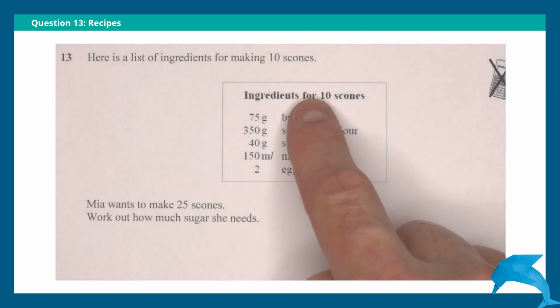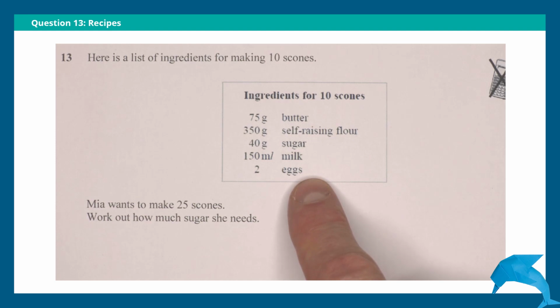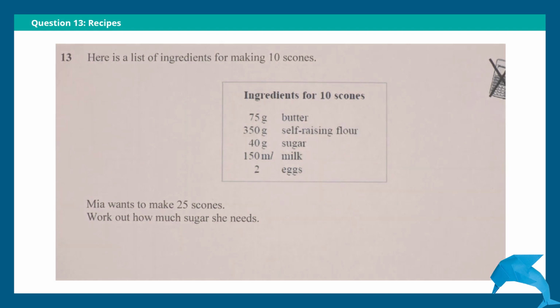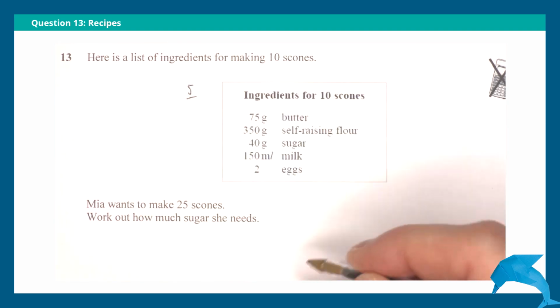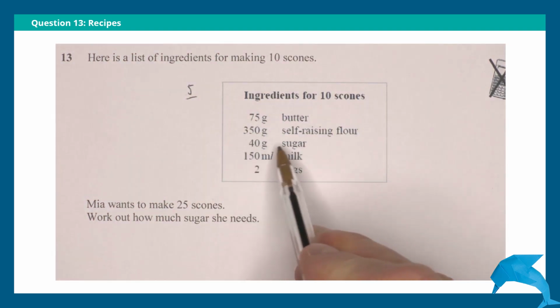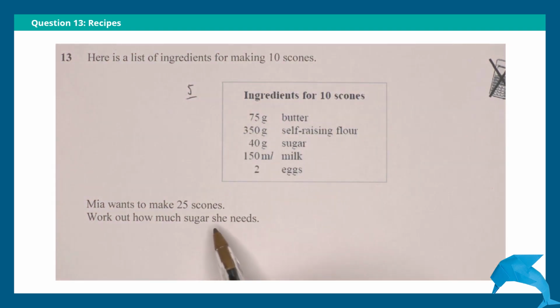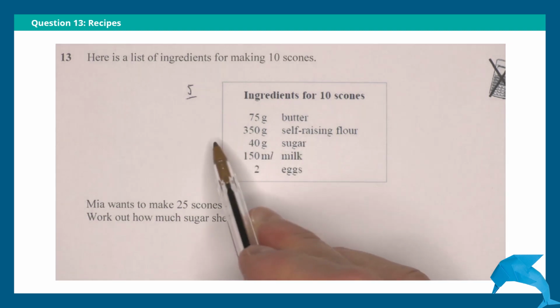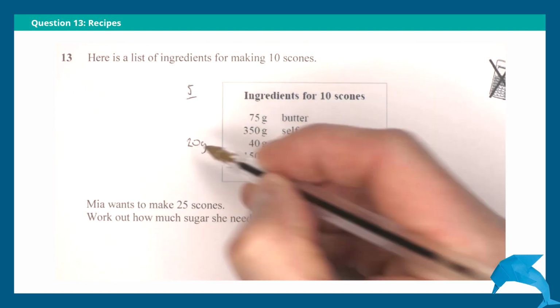If I was to divide all of these values by 2, that would be the ingredients for 5 scones. So for 5 scones, dividing by 2, just looking at sugar, it's only sugar that we're looking at for this question. So dividing by 2, that would be 20 grams of sugar.